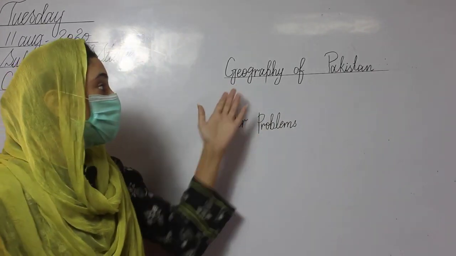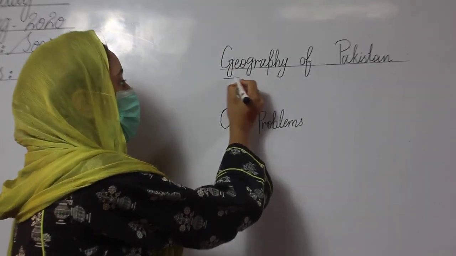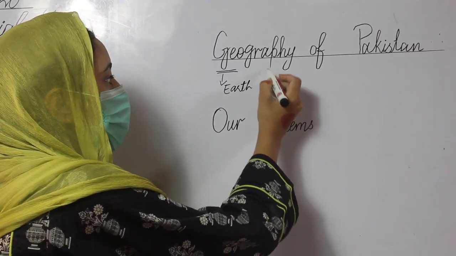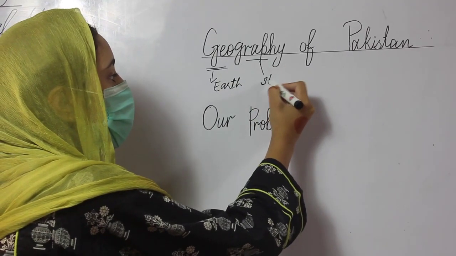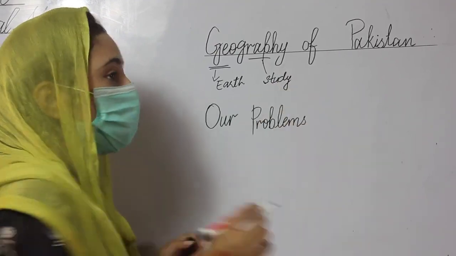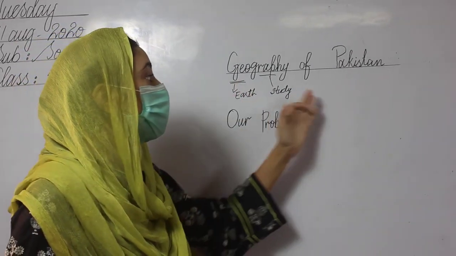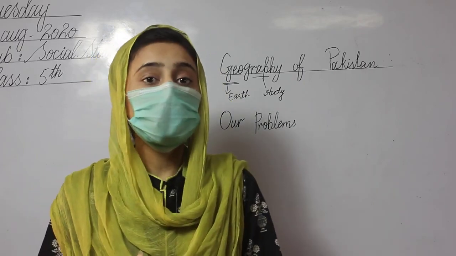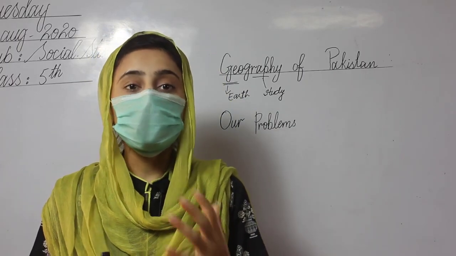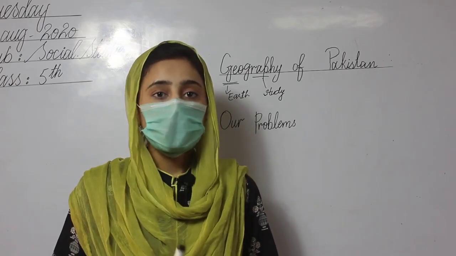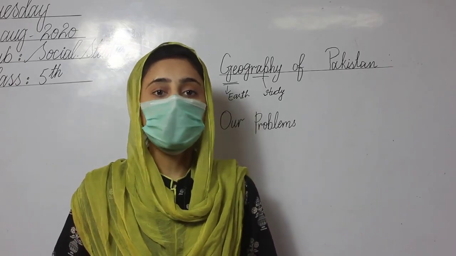As you can see, geo means earth and graphy means study. So in this chapter we learned about the earth study of Pakistan: what is the location of Pakistan, what are the relationships of Pakistan with the other countries, what are the problems that are faced by Pakistan, and what are the services that are provided to the people of Pakistan, or the inhabitants of any country.